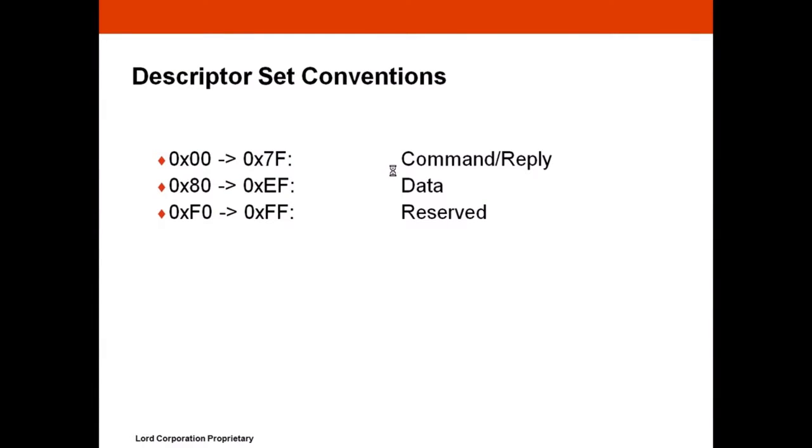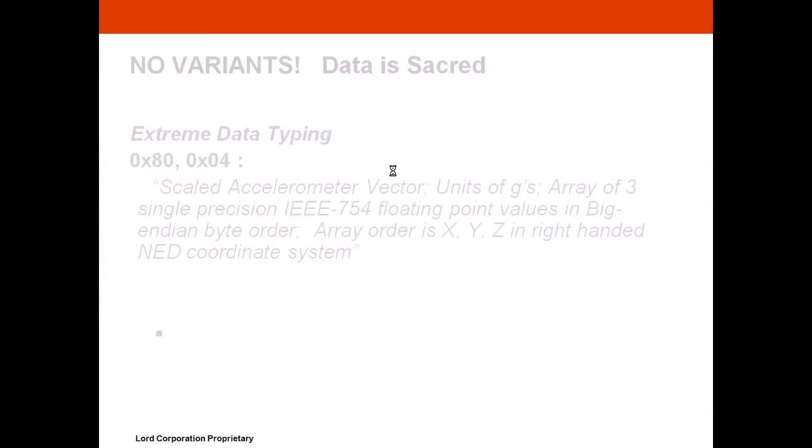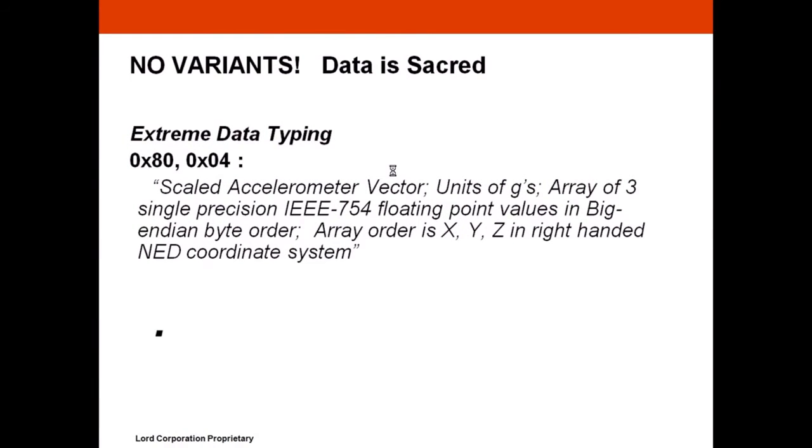What this does is divide descriptor set values into the lower half and upper half, so that you have commands and replies that are from 00 to 0x7F, and then you have the data from 0x80 to 0xEF. And then we have a reserved set for system commands at the very top. One of our precepts to the MIP protocol is no variance, data is sacred.